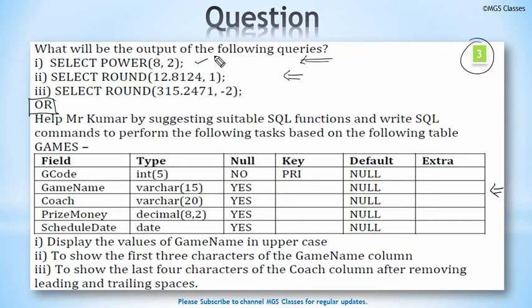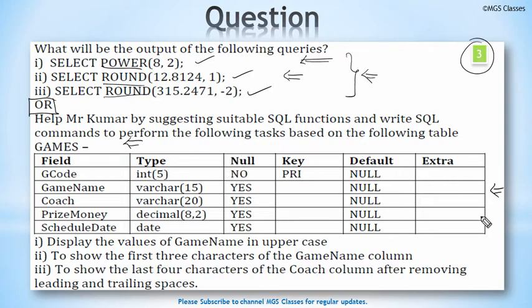So you need to write down the output of these 3 queries. One is the power function, another one is the round function. We will see how you can write the output of these 3 queries. Then we will solve this OR part. Help Mr. Kumar by suggesting the suitable SQL functions and write SQL commands. This question belongs to the MySQL functions to predict the output, but this question belongs to the MySQL functions to write down the SQL command using the SQL functions.